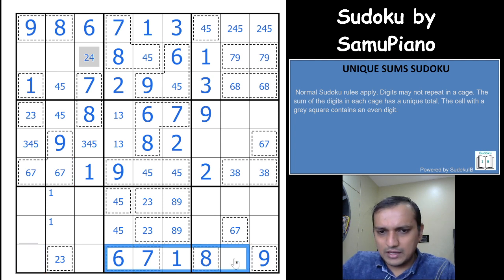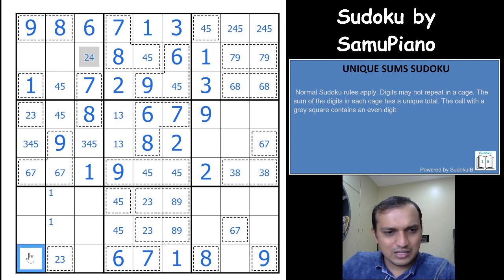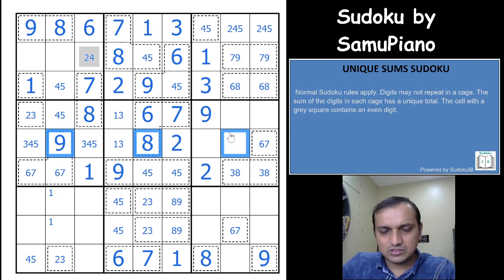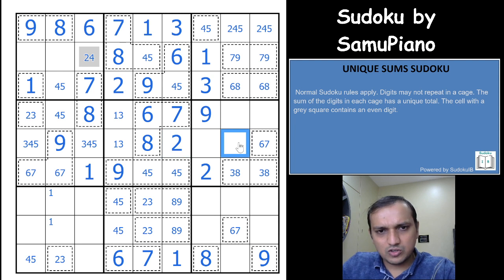6, 7, 1, 8, 9, 2, 3, 4, 5. This cell can neither be a 2 or a 3. Again the same logic. So this has to be 4, 5. Same way we can do it for the 4, 5 as well and a 6, 7 as well. So 9, 8, 7, 6, 1, 2, 3, 4, 5. 2 is not possible. 3 is not possible. 1, 4 and a 5.